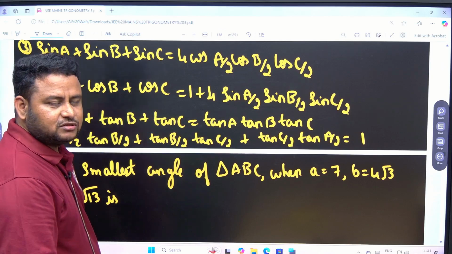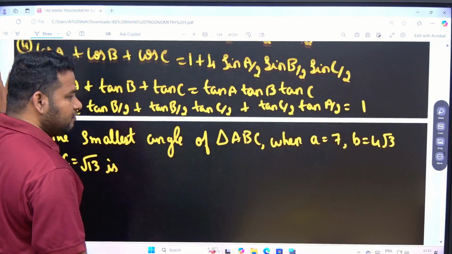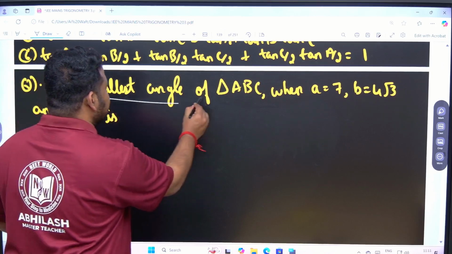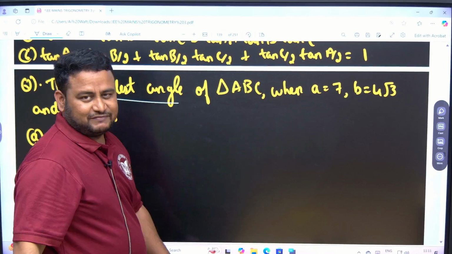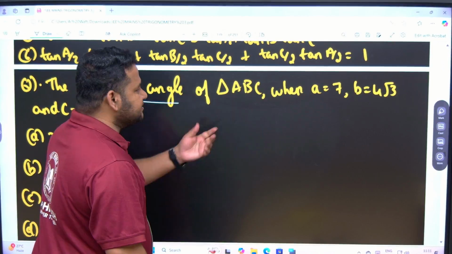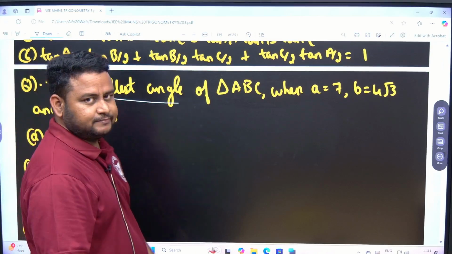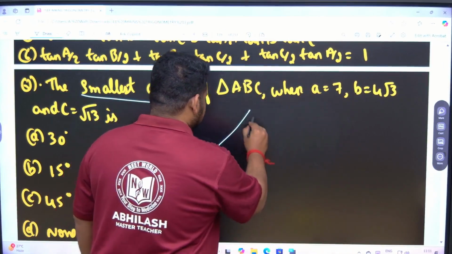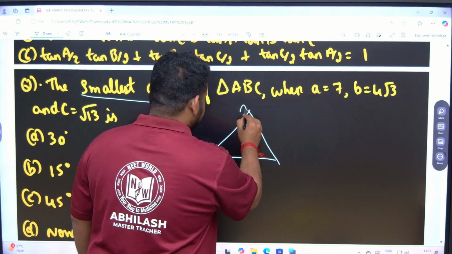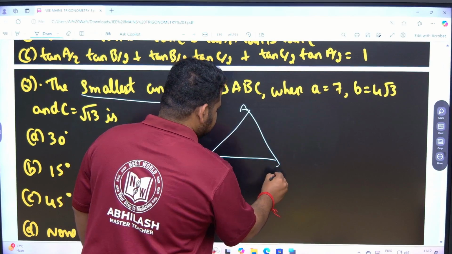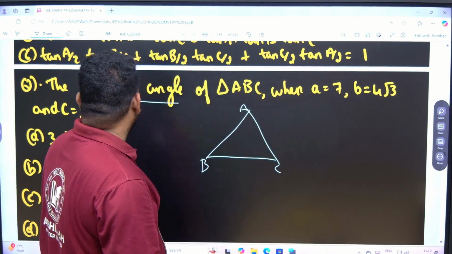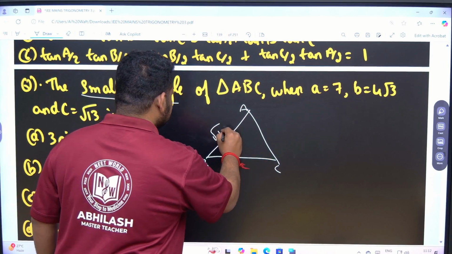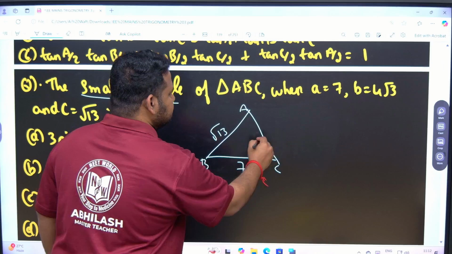Now based on the properties of triangle, let us solve one question. They are asking the smallest angle of triangle ABC when a is equal to 7, b is equal to 4 root 3 and c is equal to root 13. Okay friends, they are asking the smallest angle. So first let us draw some triangle, any triangle, let it be ABC. They are saying this c opposite is root 13, a opposite is 7 and b opposite is 4 root 3.